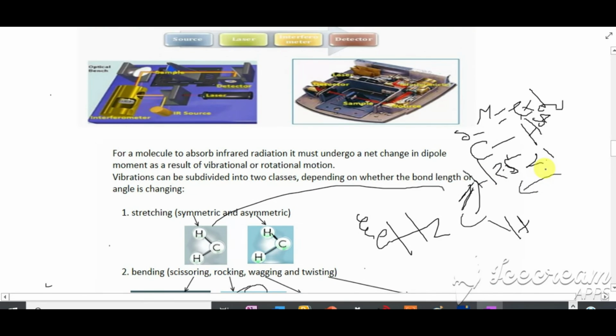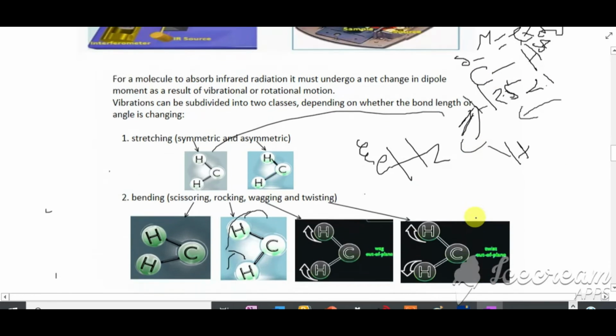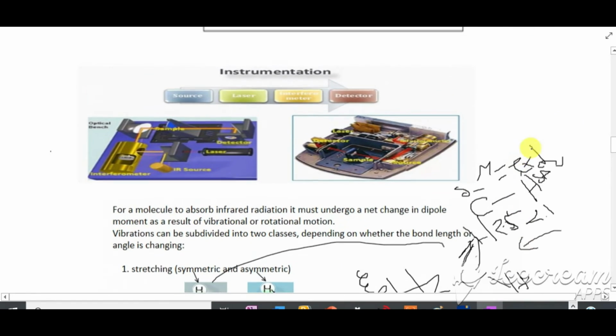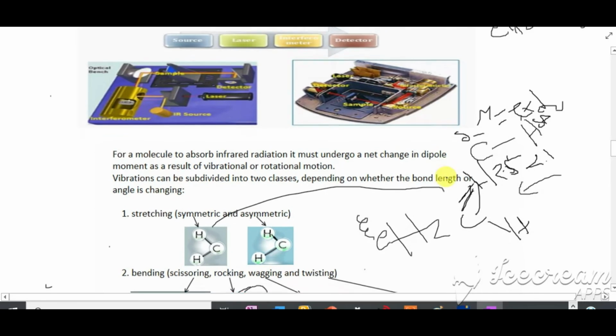If a compound, for example isopropanol, has CH2, CH3 or OH, we have different kinds of dipole moment. By irradiation, the molecule will vibrate in different modes, and there will be a net change in dipole by which we get such vibration modes.